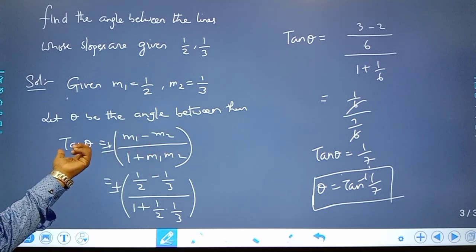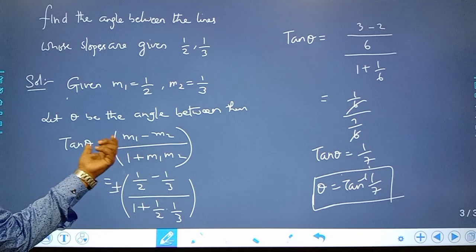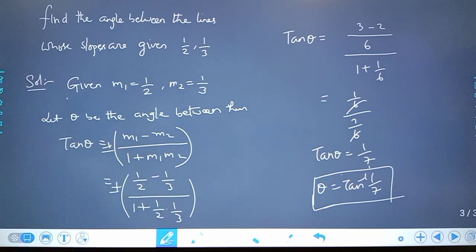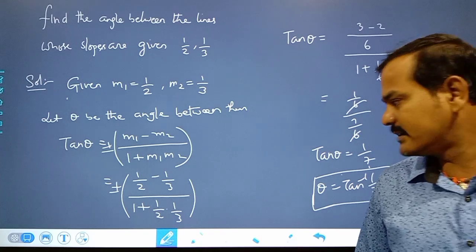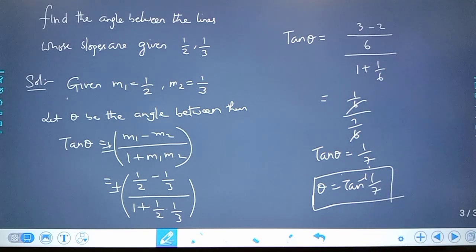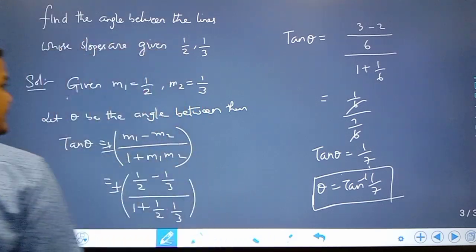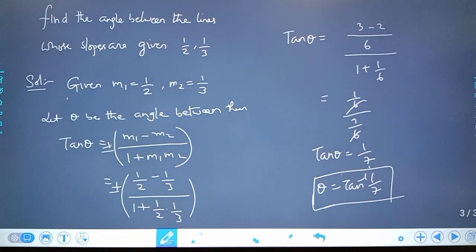If theta, the angle between these two lines, is a positive angle, it means acute angle. Negative angle means it is an obtuse angle. So this is the formula you can use to find the angle between two lines, while the slopes are given. So this is the way to find the angle between two lines.